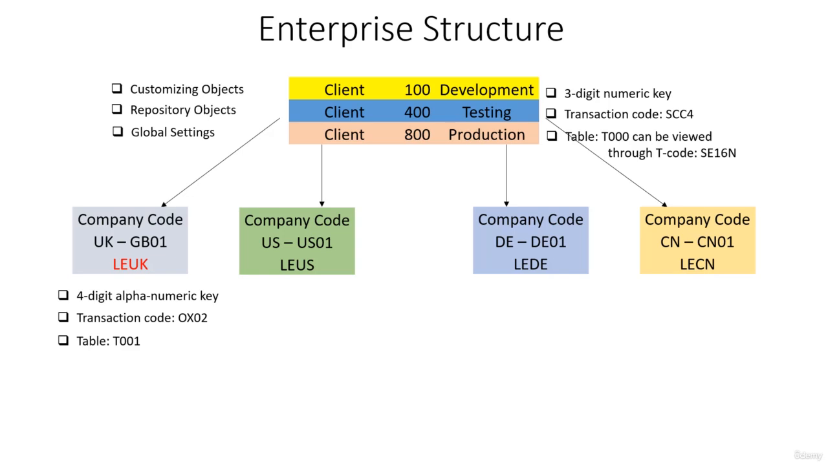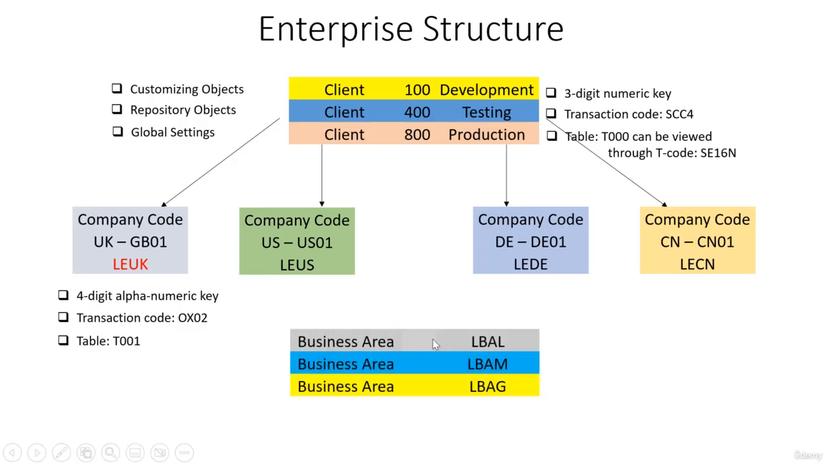The next configuration we have to do as a part of enterprise structure related to financial accounting is business area. It is created at client level. It is a 4-digit alphanumeric key, and its table TGSP can be viewed through the transaction code SE16N. And we will create the business area as LBAL, LBAM, and LBAG.